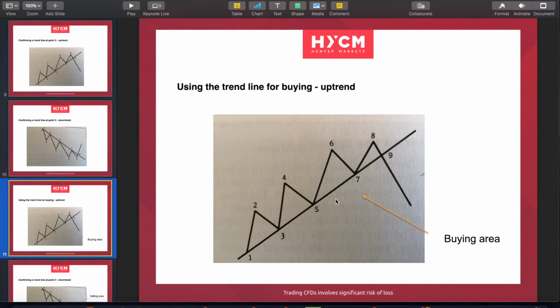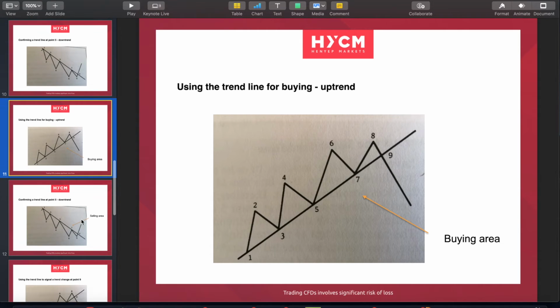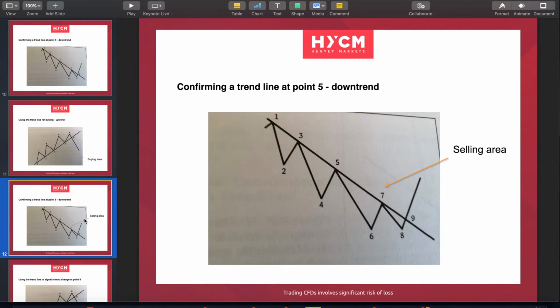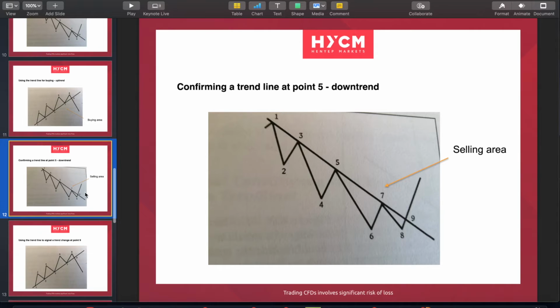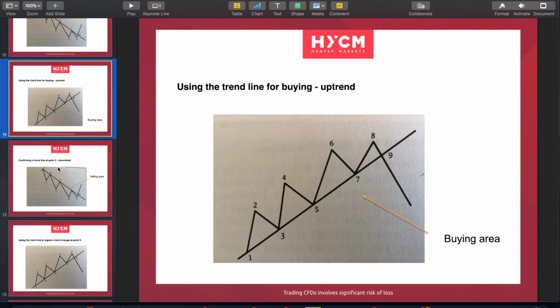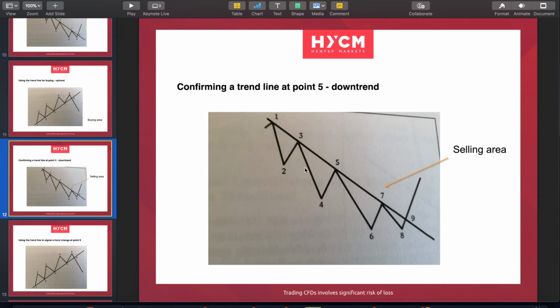First of all, you can use the trend line as a buying area when you have a retest. So once you've confirmed the trend line, any retracement back to that trend line can become a buying area. Excellent for buying value when you have a conviction of a trade. Similarly, in a downtrend, once you've confirmed that trend line, this becomes a legitimate selling area. So that's the first way, quite obvious, of using an uptrend and a downtrend to buy and sell.